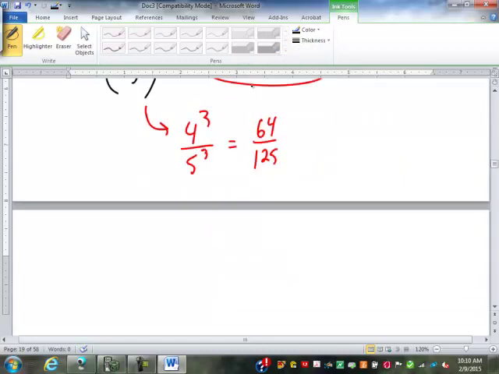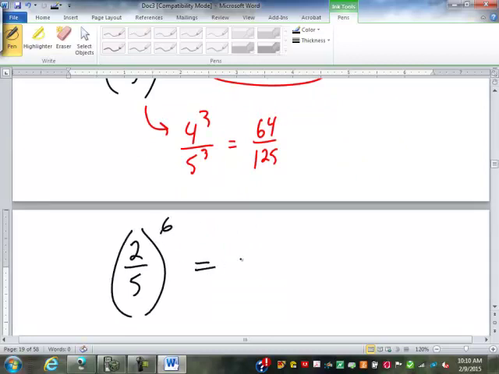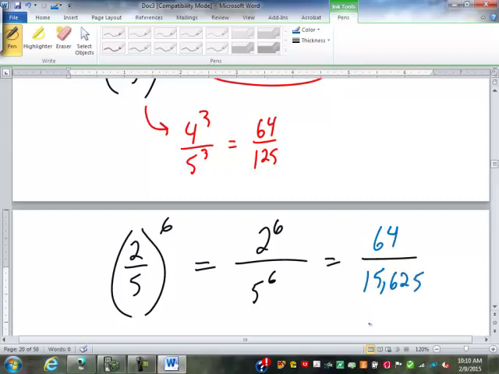So you might have 2/5 to the power of 6. Well, I'm going to do that as 2 to the power of 6 over 5 to the power of 6. 2 to the power of 6 is 64. 5 to the power of 6 is 15,625.